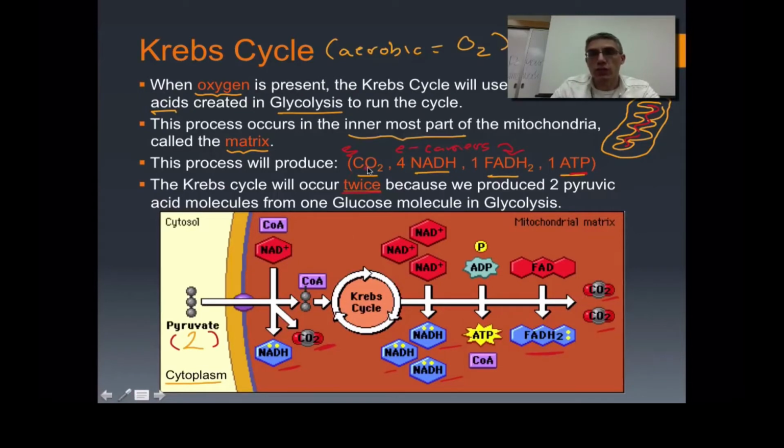So really, instead of 3 CO2s, we're going to get 6 CO2s being produced. Instead of 4 NADHs, we actually have 8. Instead of 1 FADH2, we actually have 2. And remember, at the end of the Krebs cycle, we actually get 2 ATPs being produced. And now we know why. Because this cycle actually goes twice. And again, it's because we had 2 pyruvic acids produced during the process of glycolysis.